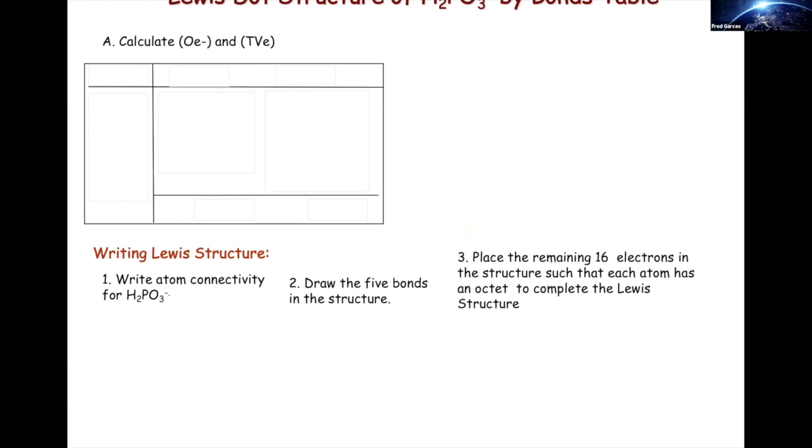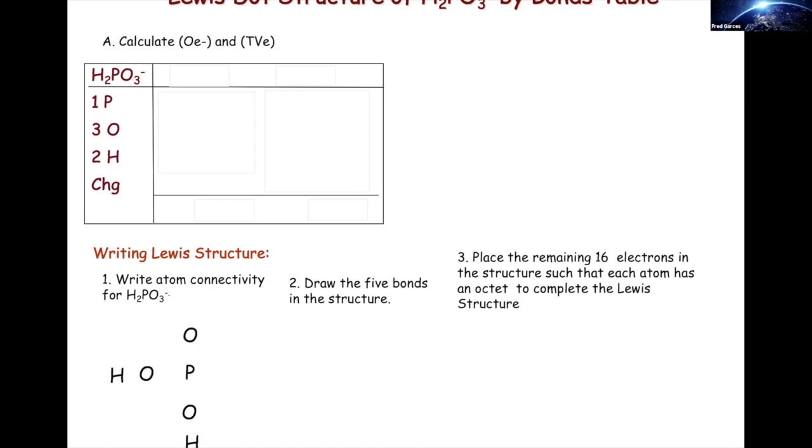Let's look at a more complicated chemical. The dihydrogen phosphite chemical. So again, there's going to be a total of 6 elements here. It's got a -1 charge, so we have to add 1 more electron to the total valence electrons.